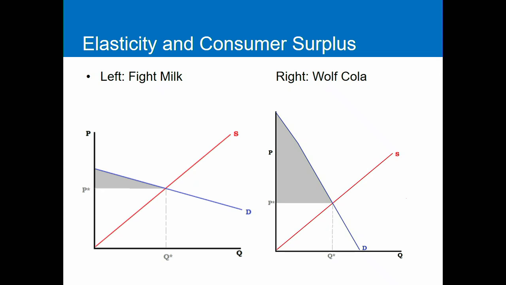So here we have Fight Milk. Fight Milk has a much shallower slope. So we have a much more elastic demand. A small change in price is going to lead to a much larger change in the quantity demanded by consumers. Because they're sensitive to price, we don't have a lot of people that value it super highly above the equilibrium price. So we end up with a smaller consumer surplus here.